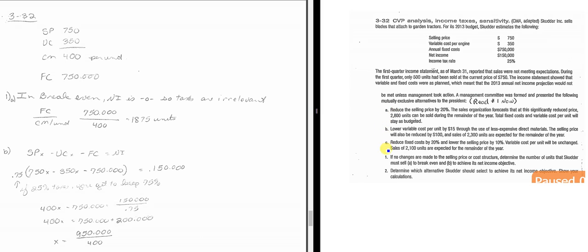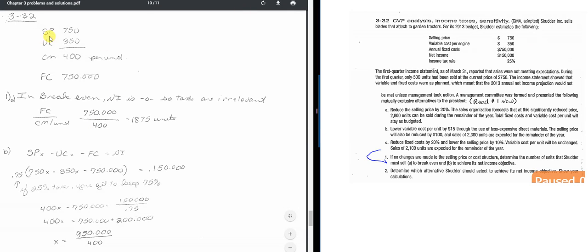Basically they say A, B, and C, but then they do number 1, and number 1 is actually go back to the original problem before A, B, and C. So if no changes were made to the selling price, determine the number of units that they must sell to break even and to achieve its net income objective. First, to break even, fixed cost divided by contribution margin. My contribution margin is selling price minus variable costs, so $400 per unit. My fixed costs are $750,000, so fixed cost divided by contribution margin is 1,875 units.